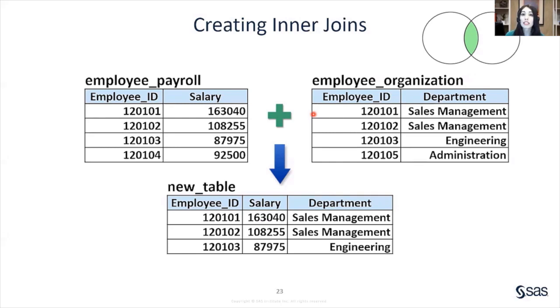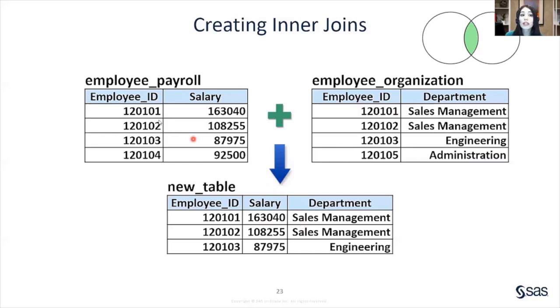I know that if there is a match, then those rows belong together in my new output table. So for example, the employee ID ending in 01, we see it in employee payroll, we see it in employee organization, that's a match. And so we'll see that salary and department information all in one single row. That's a join. Now, specifically with an inner join, we are only going to keep the matches.